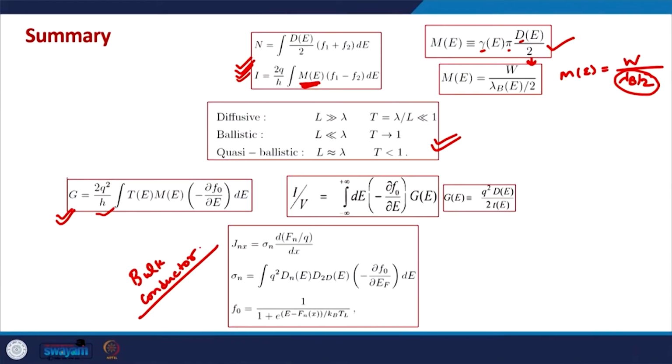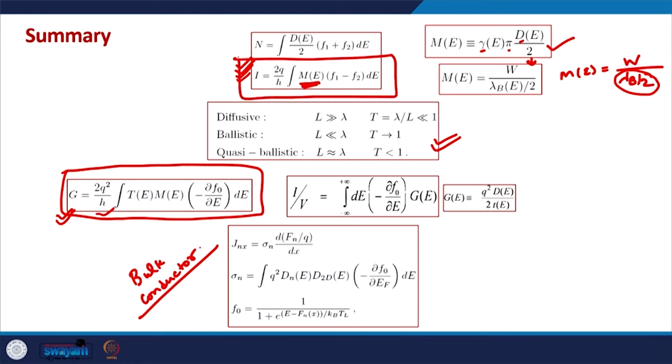As you might have observed, up to this point we did not make explicit calculations of the conductance or current in the device. It is just given in the form of integrals and the constants related to the device. So that is what we will do in this and coming classes. We will try to calculate the conductance in real devices.